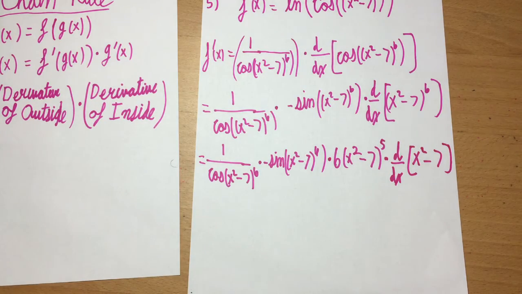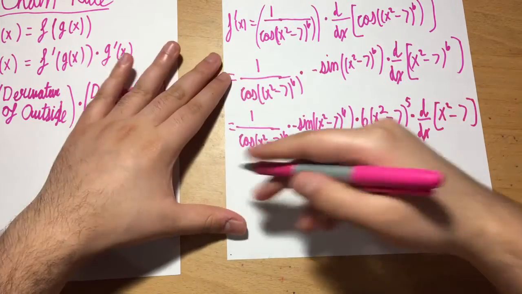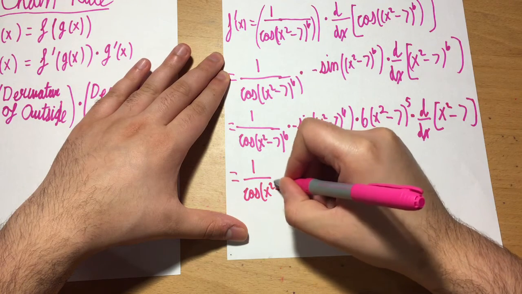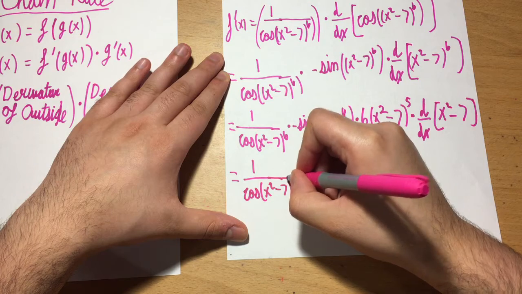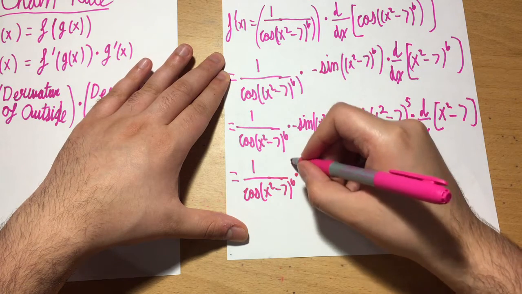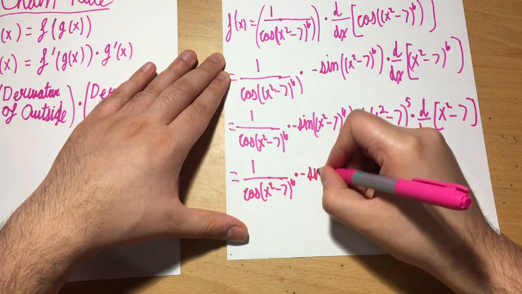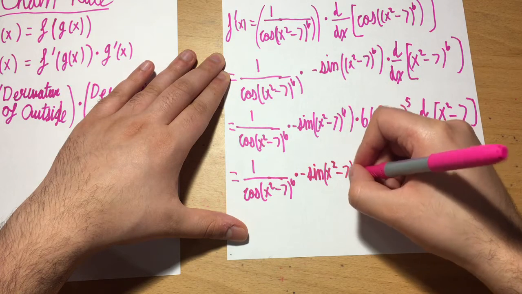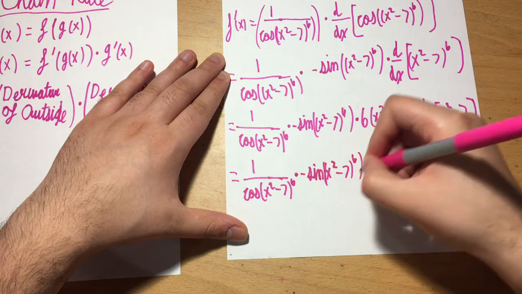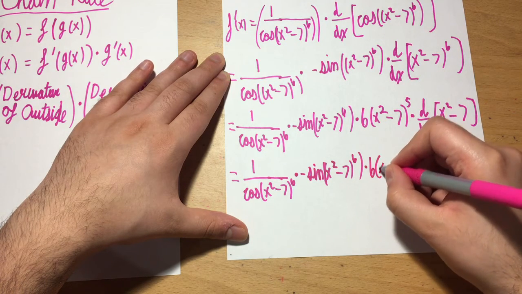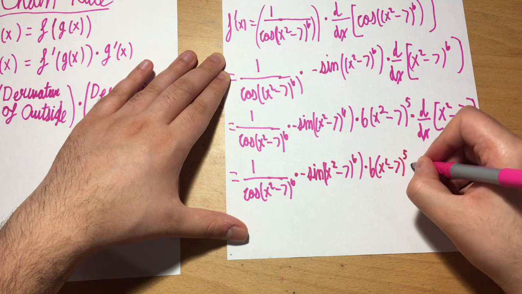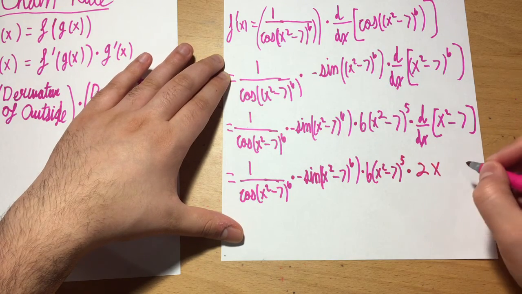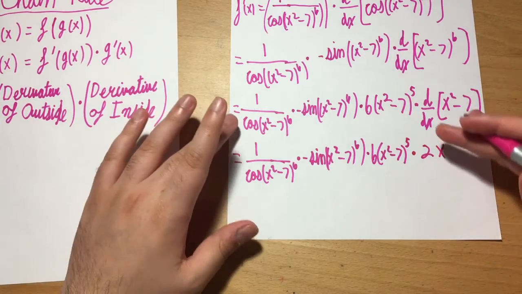And now we just have to do one more step. All of this stuff carries down. 1 over cosine of (x squared minus 7) to the 6th, multiplied by, I use parentheses also, negative sine of (x squared minus 7) all raised to the 6th, times 6 times (x squared minus 7) raised to the 5th, times the derivative of x squared minus 7, which is just 2x.